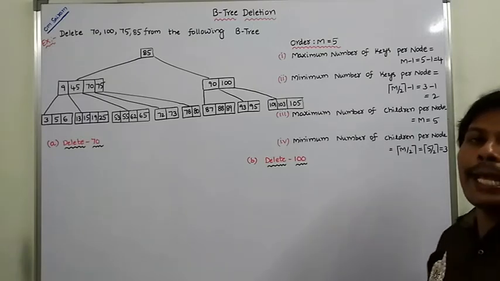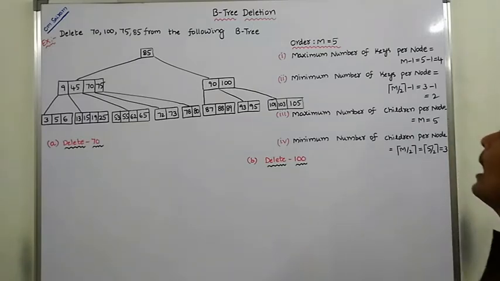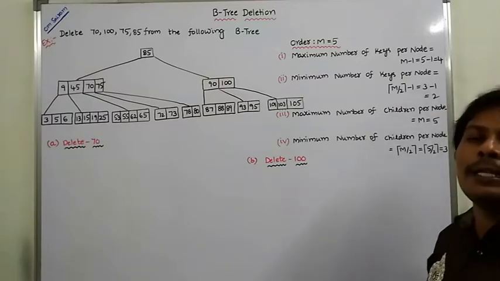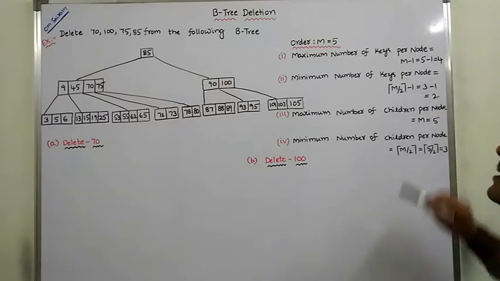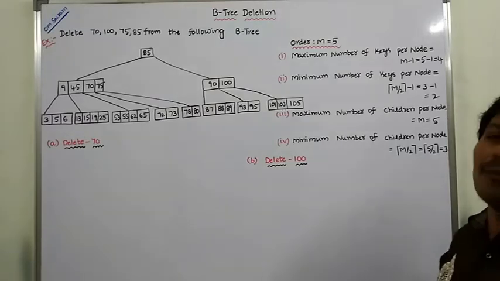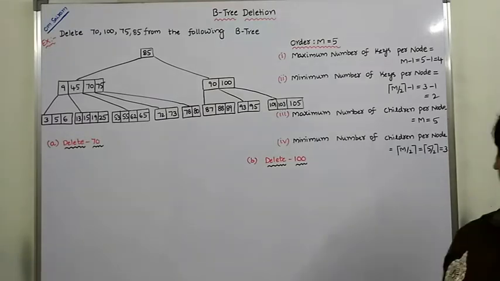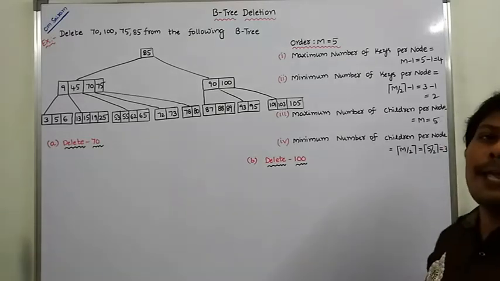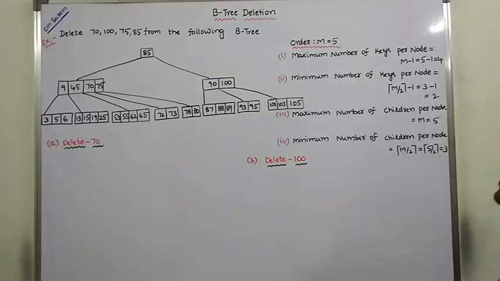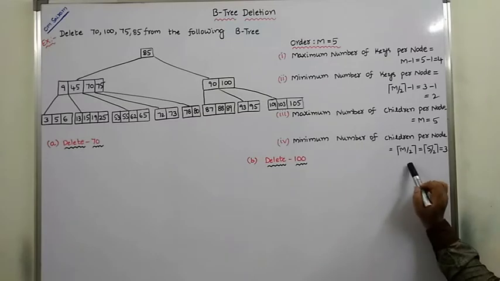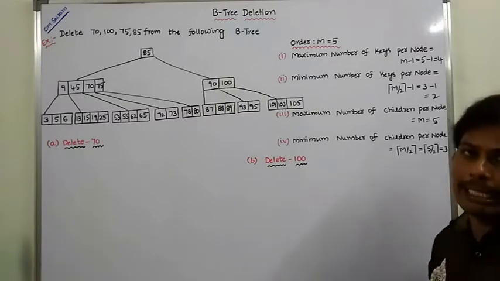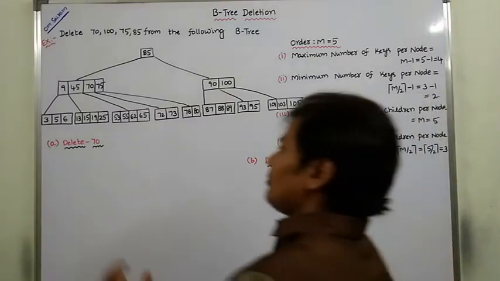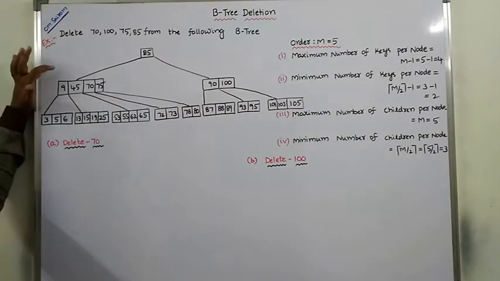A node can have a maximum number of key elements equal to M minus 1. The minimum number of key elements is ceiling of M by 2 minus 1. The maximum number of children for a node is M, that is 5. The minimum number of children for a node is ceiling of M by 2, that is 3. Now, this is the given B tree of order 5.